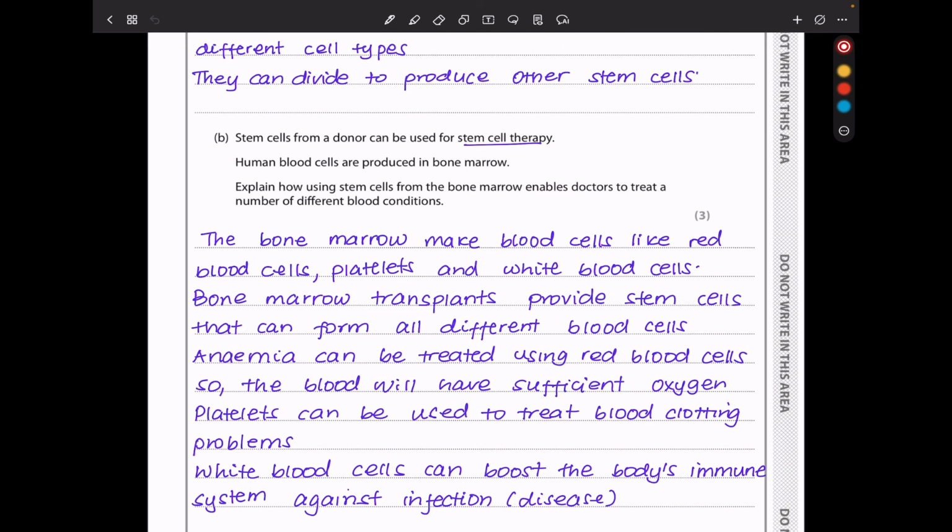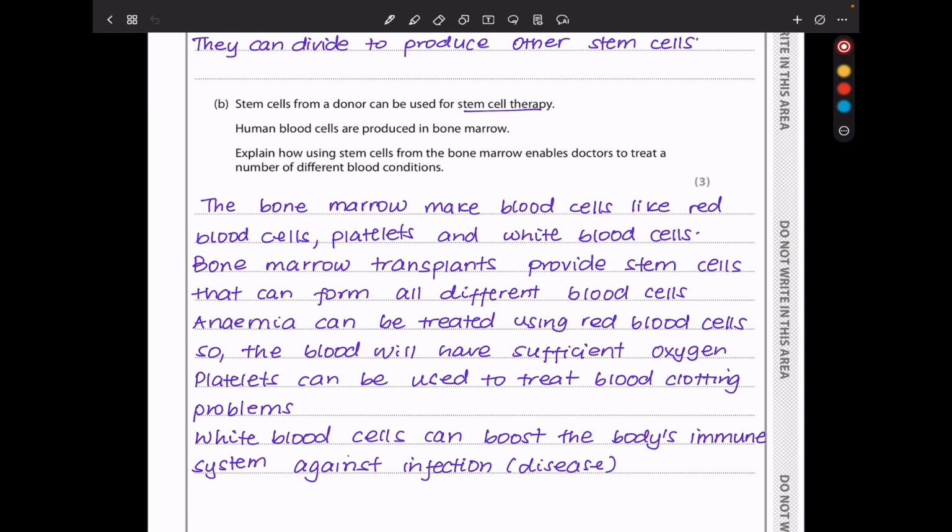In part B, they say stem cells from a donor can be used for stem cell therapy. Human blood cells are produced in bone marrow. Explain how using stem cells from the bone marrow enable doctors to treat a number of different blood conditions. We know blood cells are made from bone marrows, like red blood cells, white blood cells, platelets, and so on. So if bone marrow transplants occur, it means we can treat blood conditions like anemia and so on.